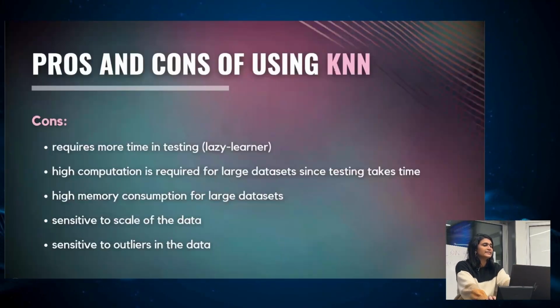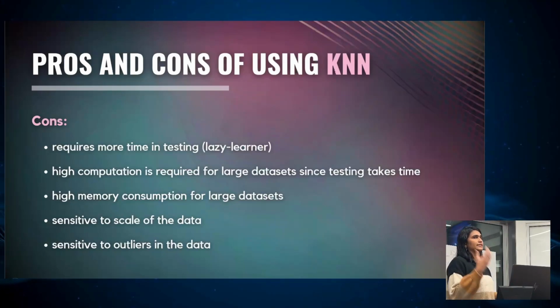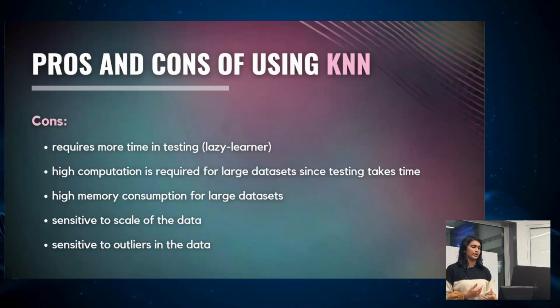But the cons, like I said, it is a lazy learner. It requires more time during testing. It's okay if the model takes time to train, but during testing we want the inference to be very fast, and that doesn't happen here. That's a problem. And if you take a large data set, it's going to be very computationally complex, and hence the memory usage is also going to be more. And this is very sensitive to the scale of the data and to outliers.